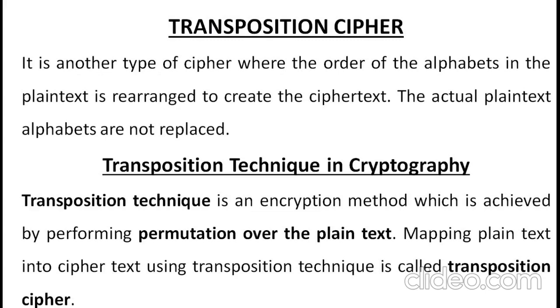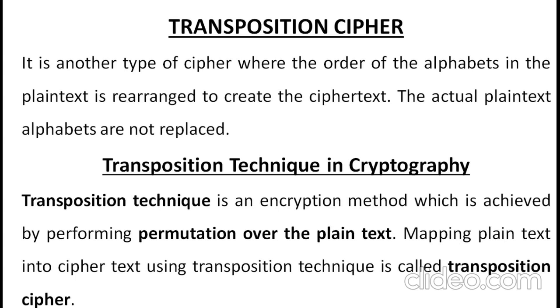Cipher. What is transposition cipher? It is another type of cipher where the order of the alphabet in the plain text is rearranged to create the cipher text. The actual plain text alphabets are not replaced. Now let us understand: transposition cipher means when the plain text is converted into cipher, it rearranges the plain text to create the cipher text.